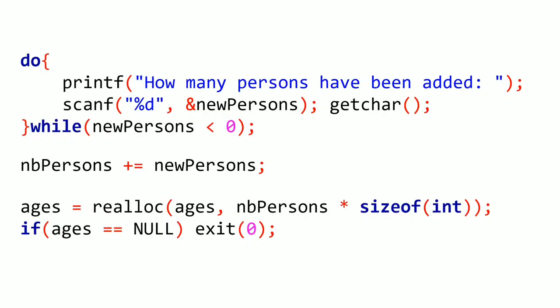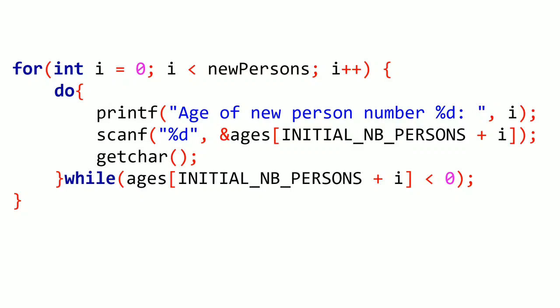After it, we get ages of the added persons. For that, we scan the initial number of persons plus i, because we want to scan the element at the index 10, at the index 11, and so on, not from the beginning. And we obviously make sure that the age is positive using a do-while loop. After it, we print the ages again to see that the array changed.